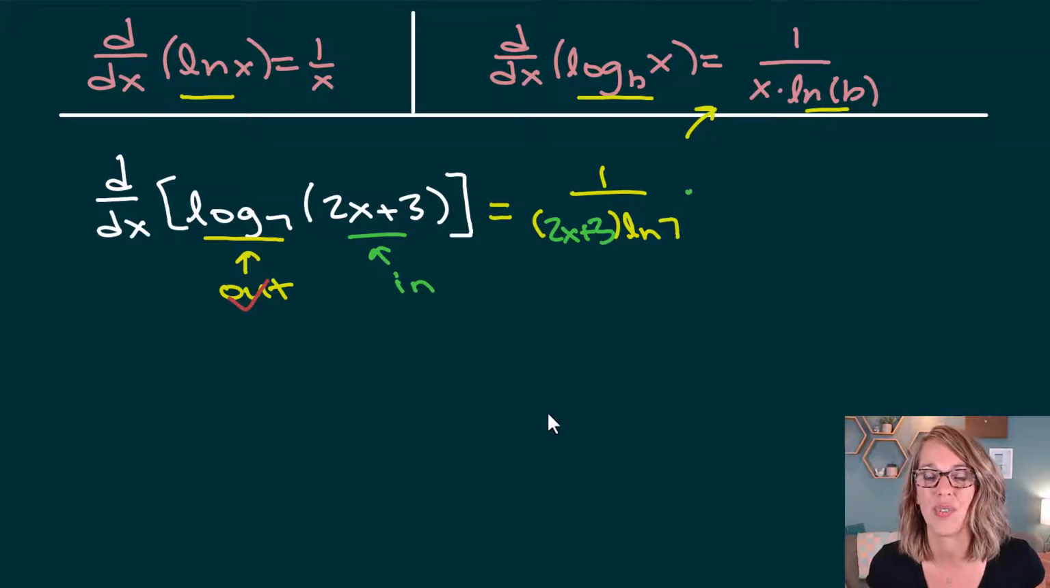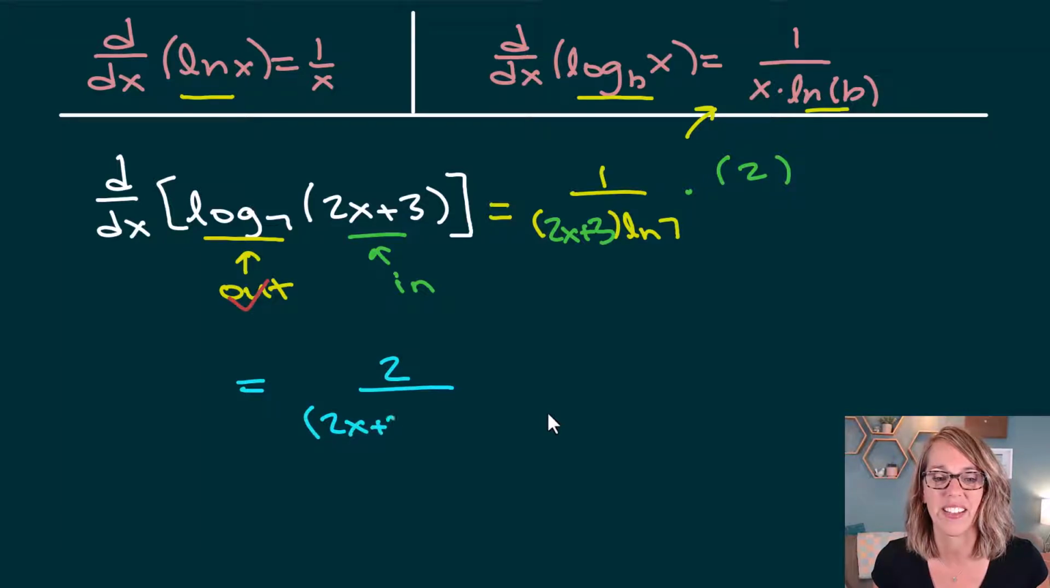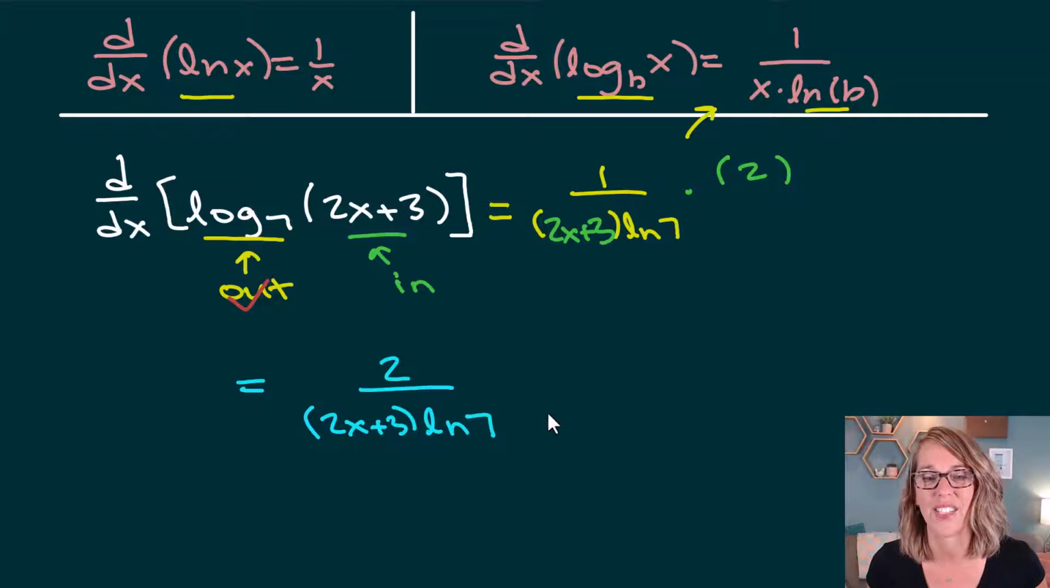So next I've got the derivative of 2x plus 3, really nice polynomial. The derivative of 2x is 2, and the derivative of 3 is equal to 0. I can write all of this out now as a single fraction, and I get 2 over that 2x plus 3. And then I have that, what I call a fudge factor, the natural log of 7, and this is our answer. Let's get to a second example.